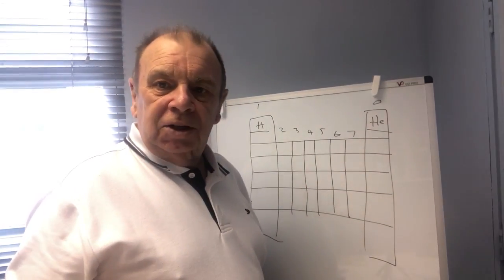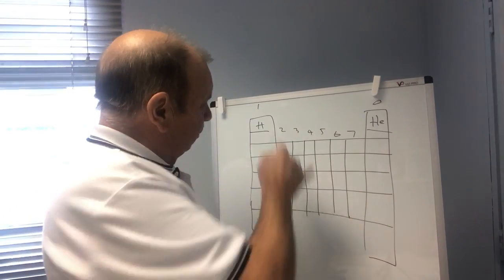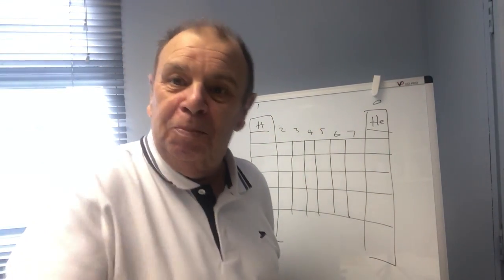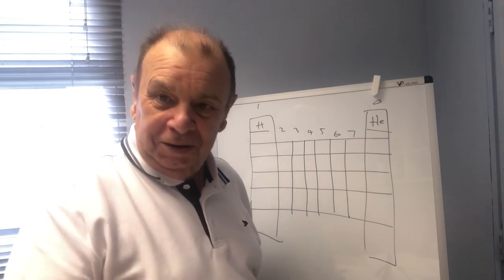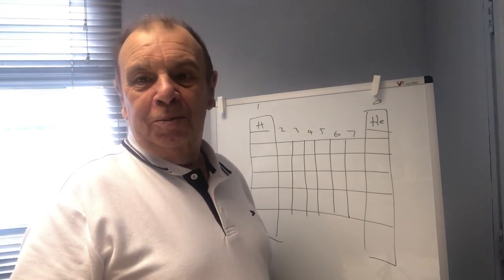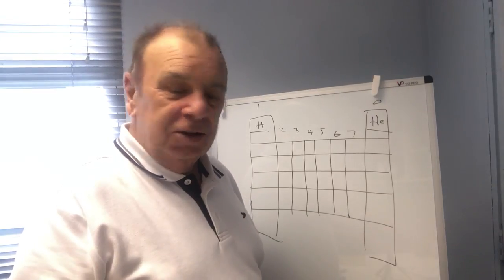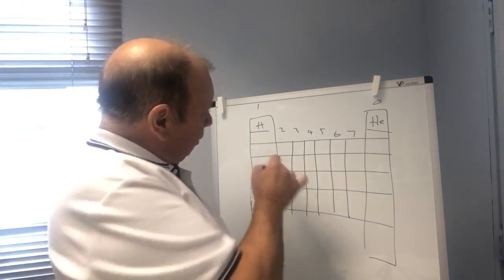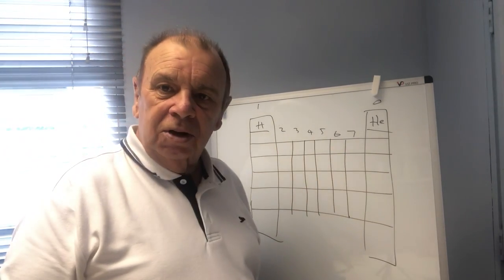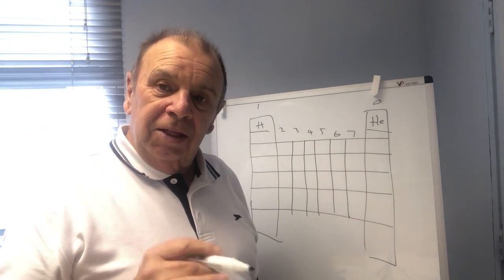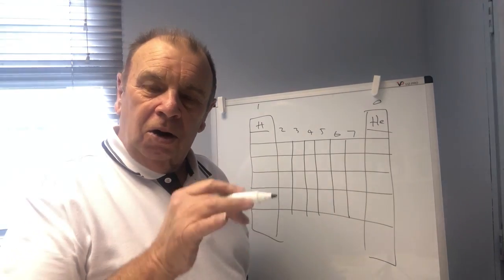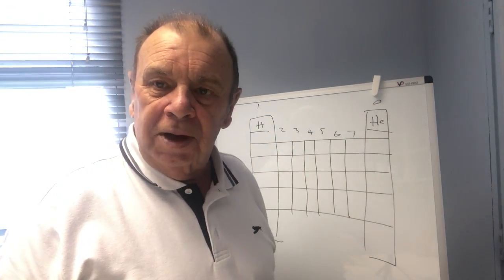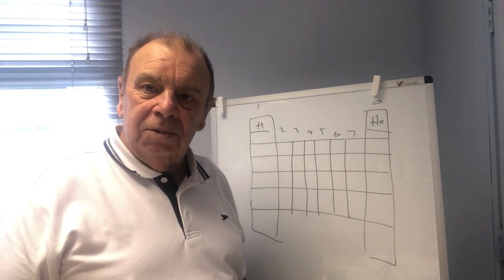It's common sense that things in the same group have similar properties, like the Beatles: they come from Liverpool, they were musicians, they were friends, they've got similar properties. The things going across are called periods. Again, they have something in common as well. For exam purposes, you only have to know 20 elements.